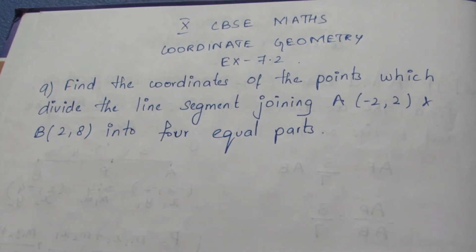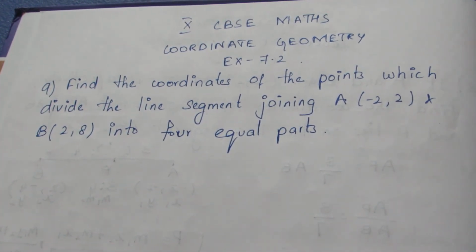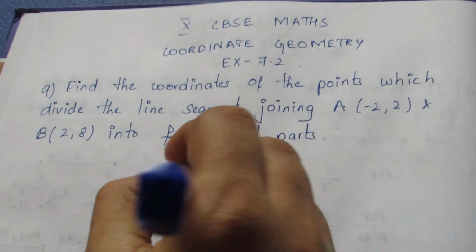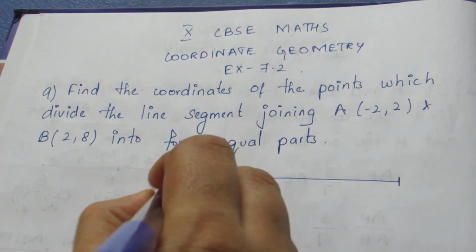Today we are going to see CBSE Class 10 Maths, Coordinate Geometry, Exercise 7.2, question 10. Let's see the question. Find the coordinates of the points which divide the line segment joining A and B into 4 equal parts. So they have given A and B.